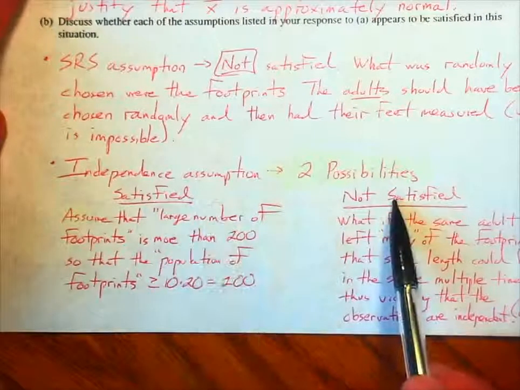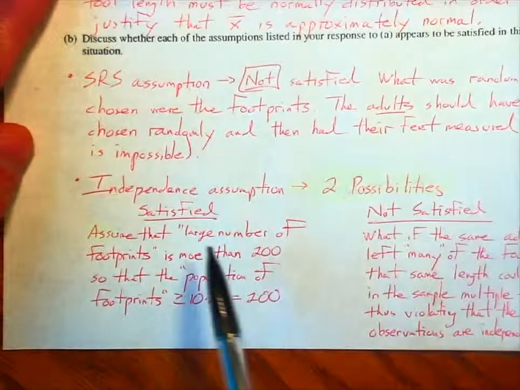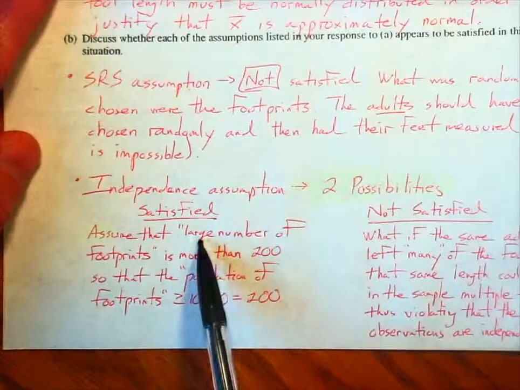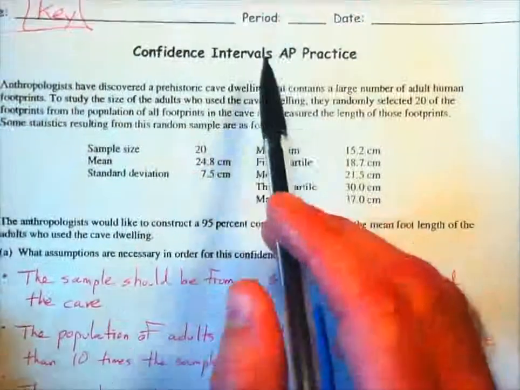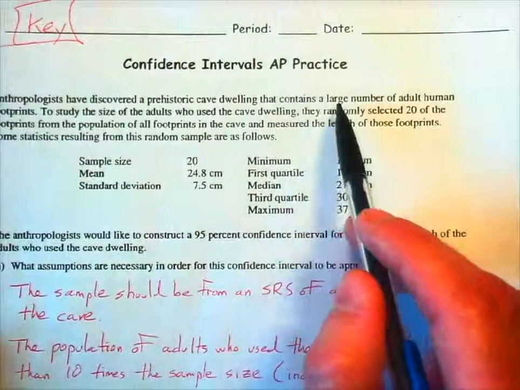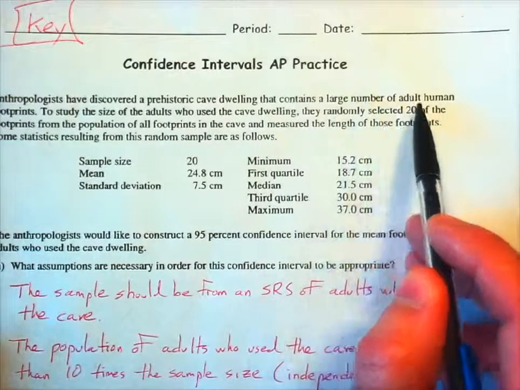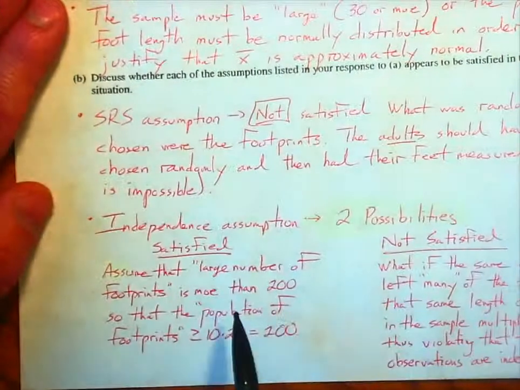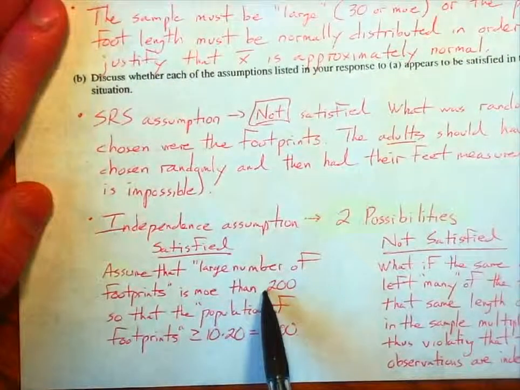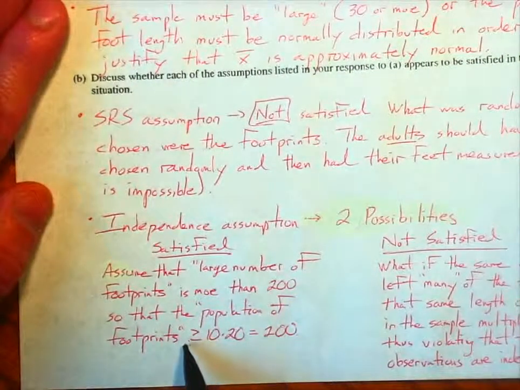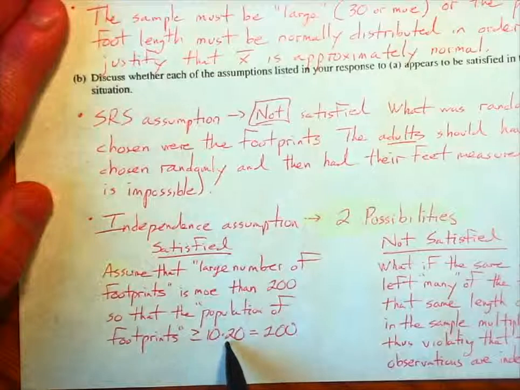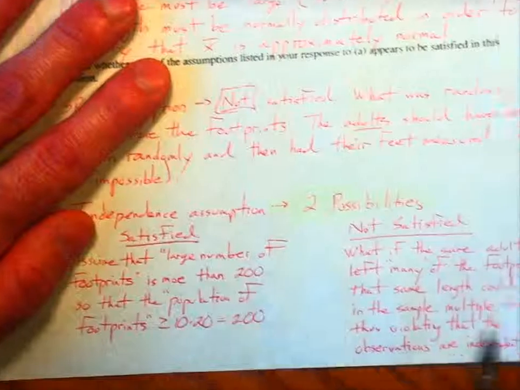So the independence assumption, there are two possibilities. Either answer is okay as long as you justify it correctly. So notice the question states that there are a large number of footprints. If you go back up here, it says that the dwelling contains a large number of adult human footprints. So if you believe that large number is more than 200, then you can say that the population size is greater than or equal to 10 times the sample, and you're good to go.